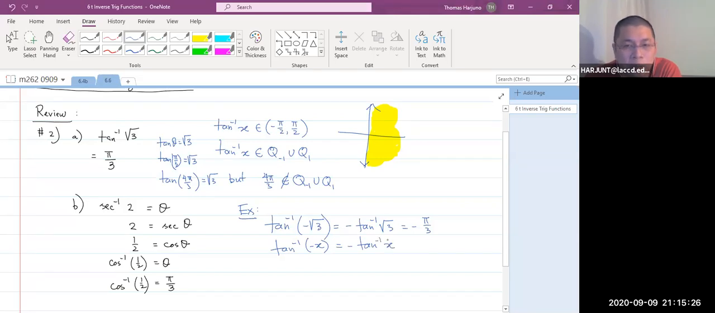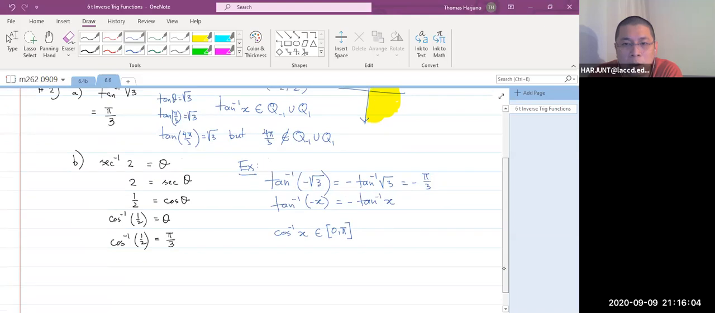Again, because tangent is an odd function, tangent inverse will also be an odd function. However, it doesn't work for cosine. Cosine inverse of -1/2 should be in quadrant 2. Maybe I write it this way first before I go there. That's why I asked you to review your trigonometry, right? Cosine inverse of x will be in between 0 to pi.